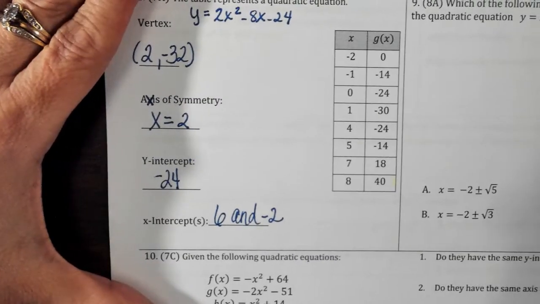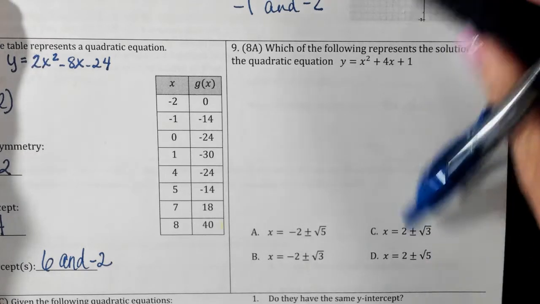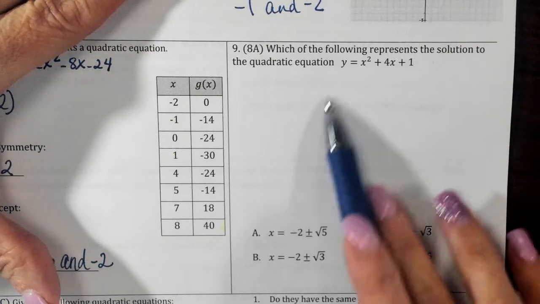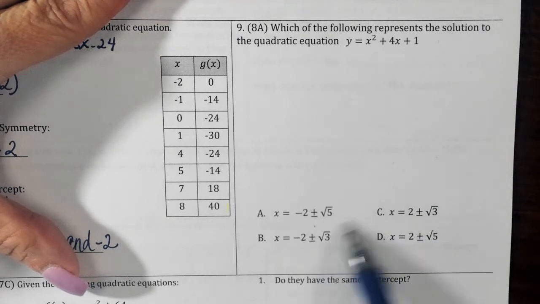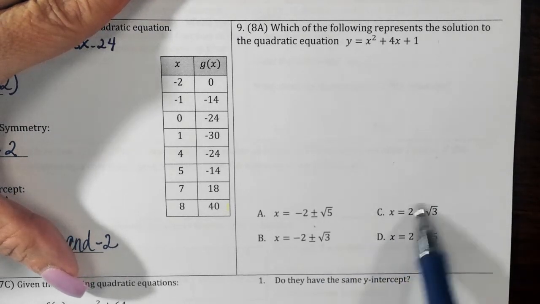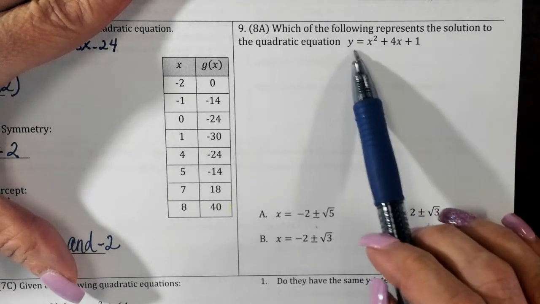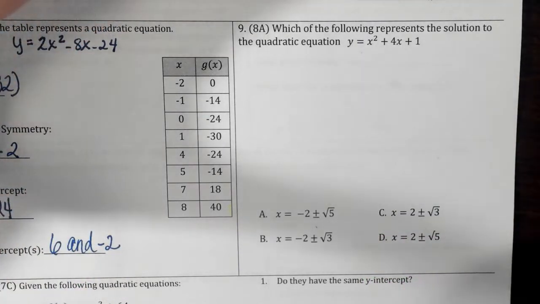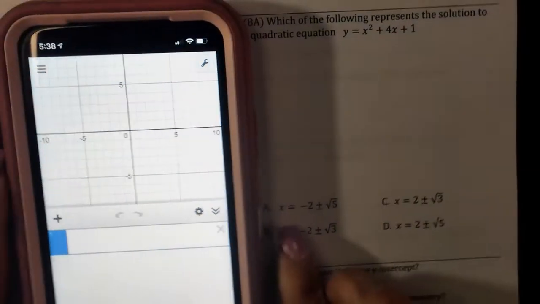All right, so let's take a look at number 9 now. So which of the following represents the solution to the quadratic equation this? If I look at these, I notice that they are all in radical form, right? So what I want to do is graph this, and I think I'm going to use Desmos to graph this. I'm going to grab my phone and get my Desmos out on it. And from there, I'm going to graph it. So let me see if I can do that.